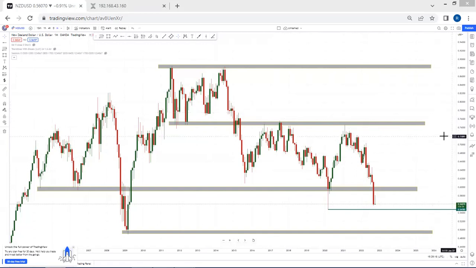Today I will briefly run you through my analysis on New Zealand dollars and the US dollars, because I believe you are aware that I just trade two pairs, which is the GBP USD, Great Britain pounds and US dollars, and the New Zealand dollars.